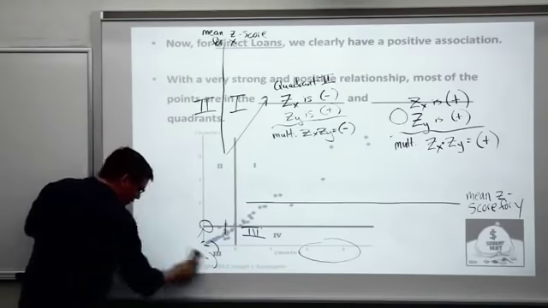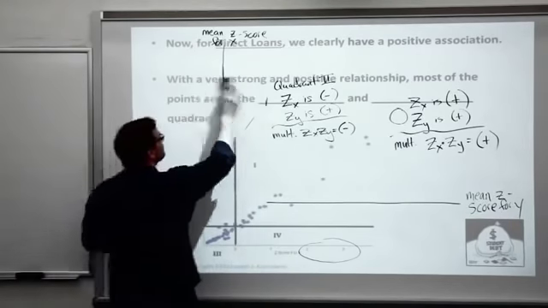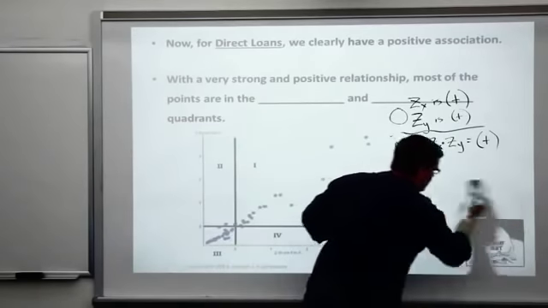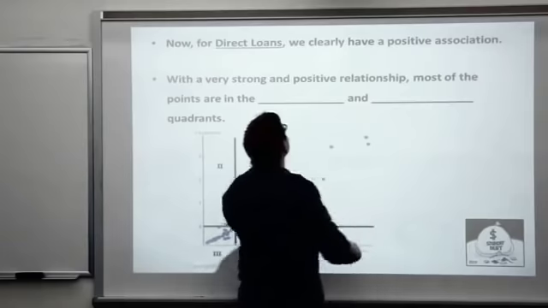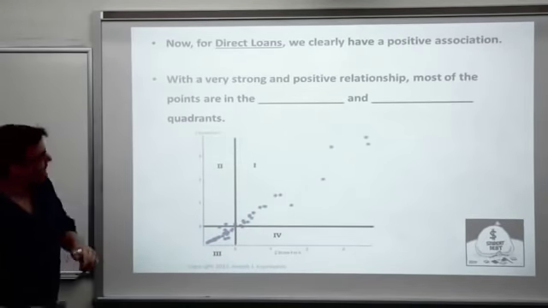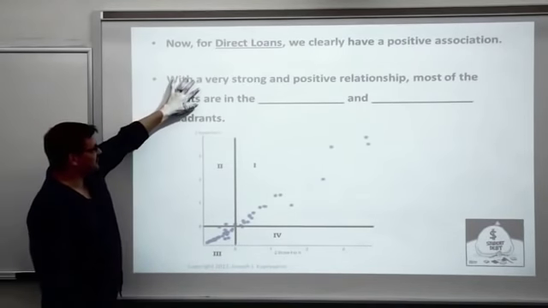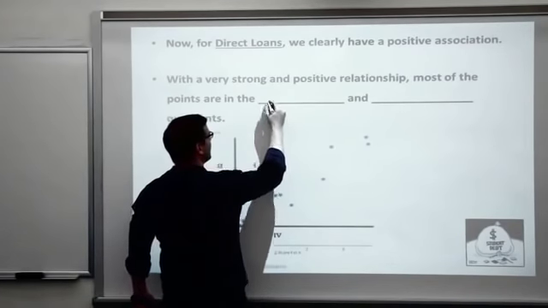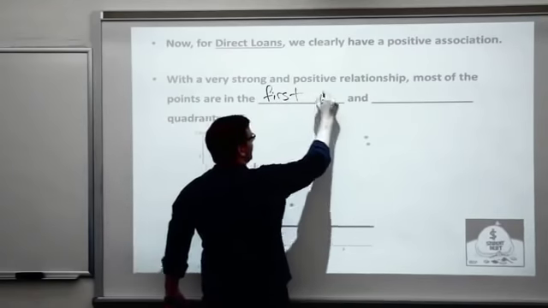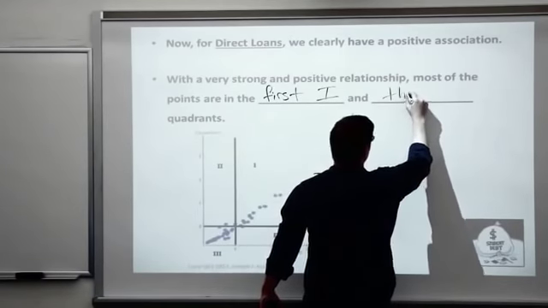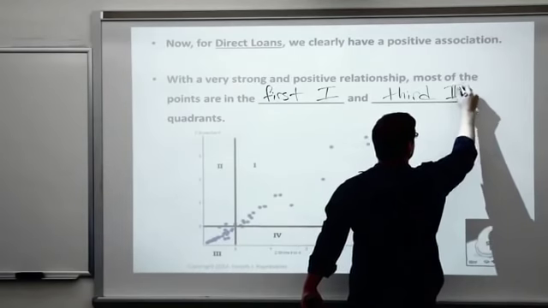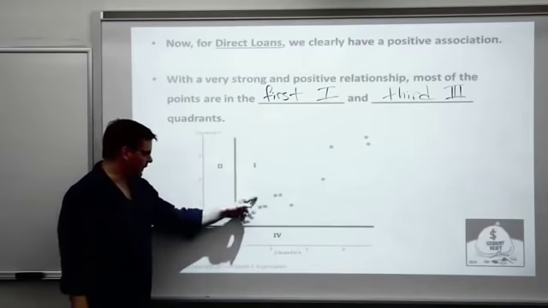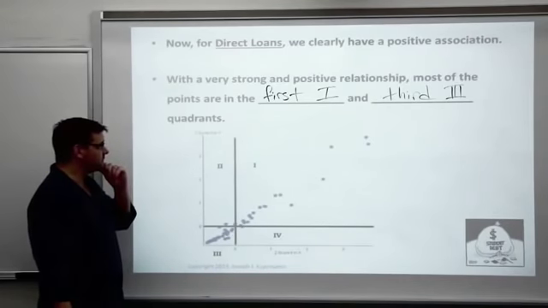My soapbox spiel is over. Let's get through these notes. For direct loans, we clearly have a positive association with a very strong positive relationship. Most of the points are in the first and third quadrants, right? First, we labeled with the Roman numeral 1, and third we labeled with the Roman numeral 3. So they're almost all here and here.